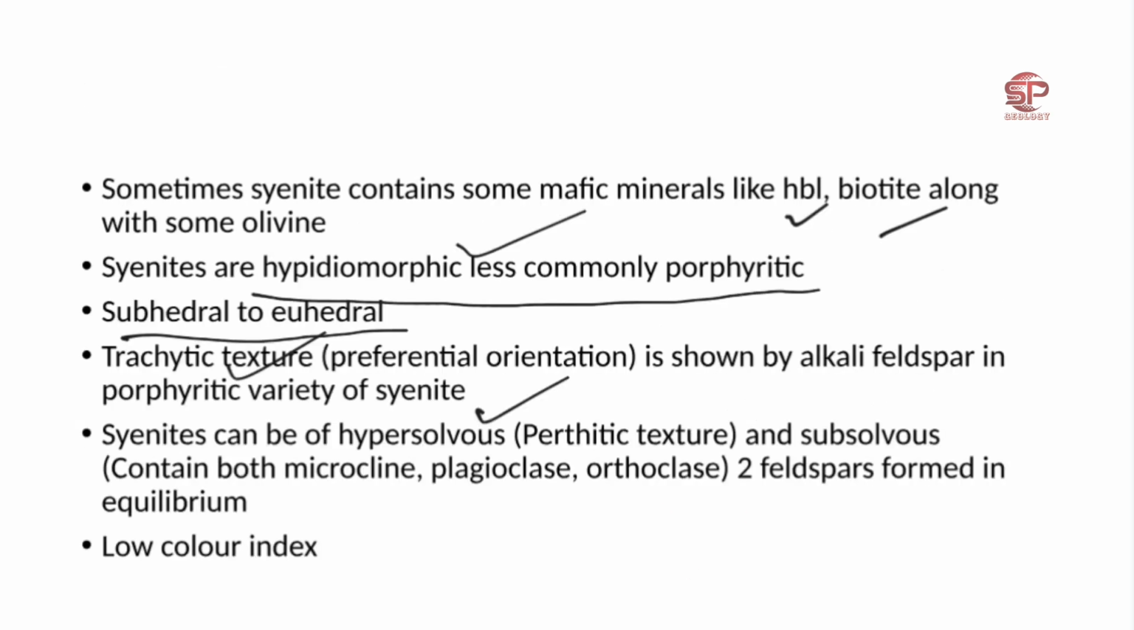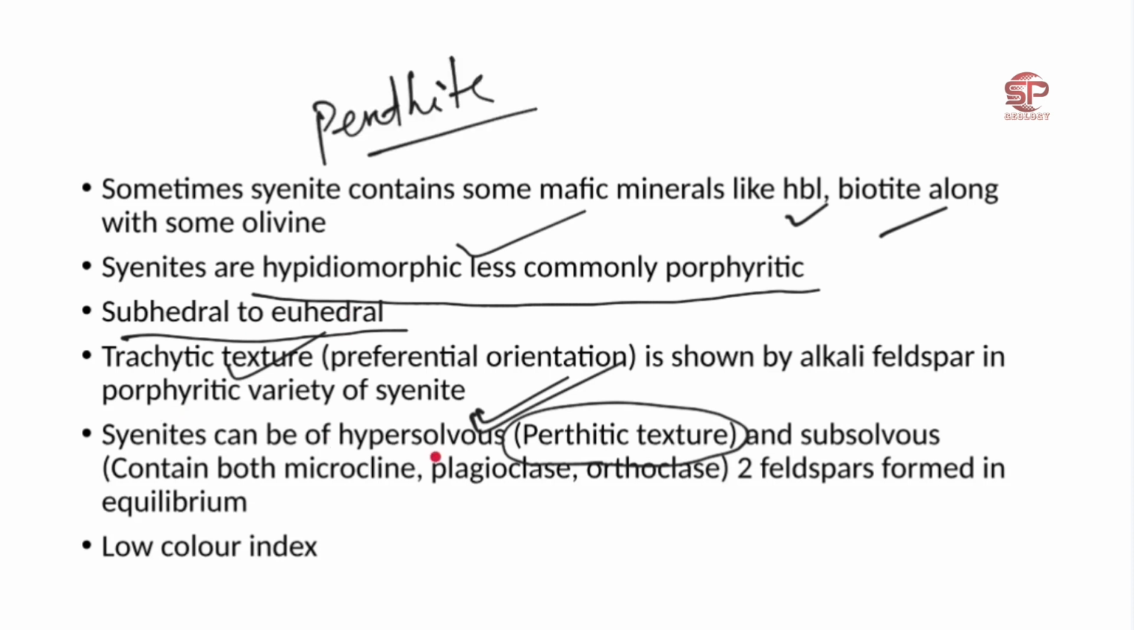Like that, in the case of granite, you have known the hypersolvus granite and subsolvus granite. In the case of syenite, you have hypersolvus syenite and subsolvus syenite. The hypersolvus variety will show perthite, antiperthite, mesoperthite texture. Okay, what is perthitic texture? So this is perthite texture. The hypersolvus will show perthite texture.